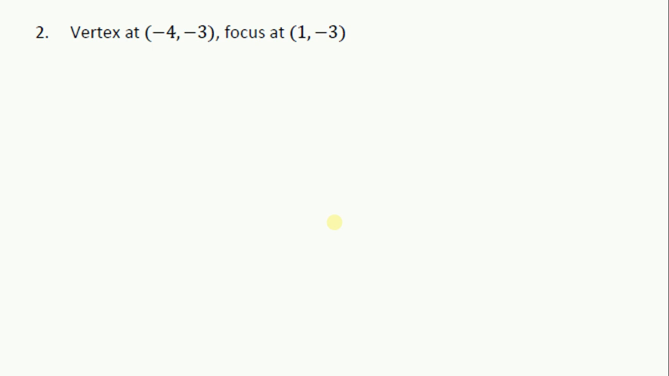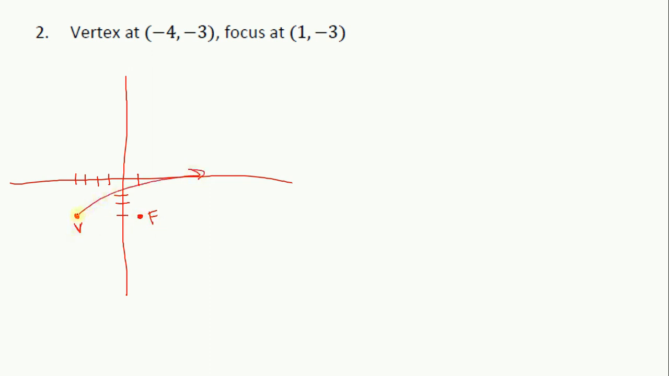So the very first thing I do whenever I get to these problems is I need to draw myself a picture. So I'm going to draw a coordinate plane here, and graph my vertex point of (-4, -3). Put a V there so I don't forget that that's my vertex. Now my focus is at (1, -3), so I'm going to go over 1, down 3. So that's where my focus is. Now I always know my focus needs to be in the middle of my parabola, so that tells me this parabola is going to be shooting off to the right.